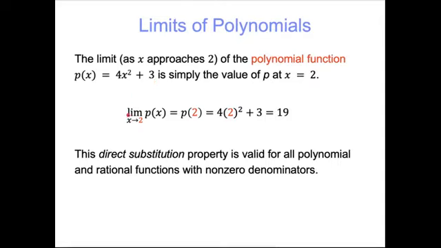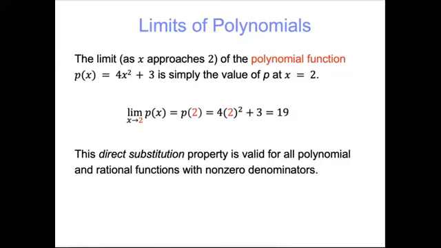So the limit as x approaches 2 of p of x is equal to p of 2, which equals 4 times 2 squared plus 3, which equals 19. The limit that you just found for the try-it problem that you just did was also of a polynomial function. Therefore, you could have used direct substitution for that one as well.